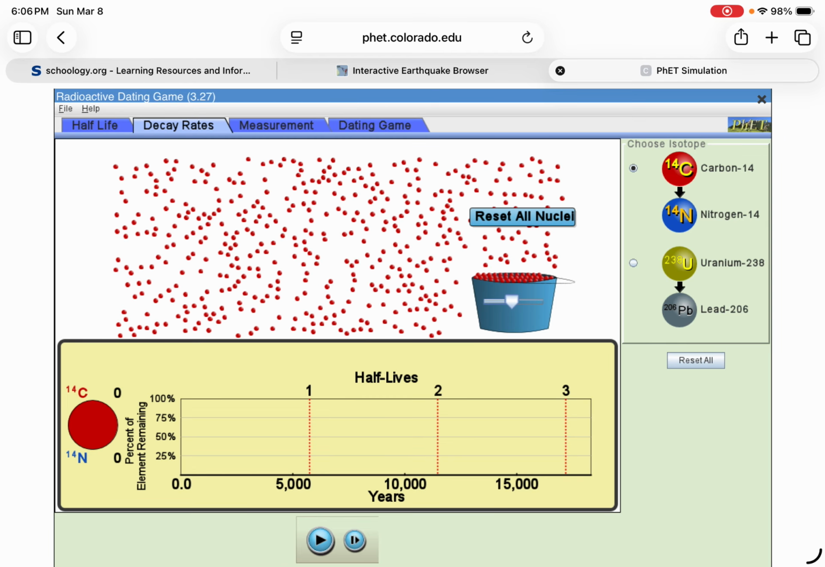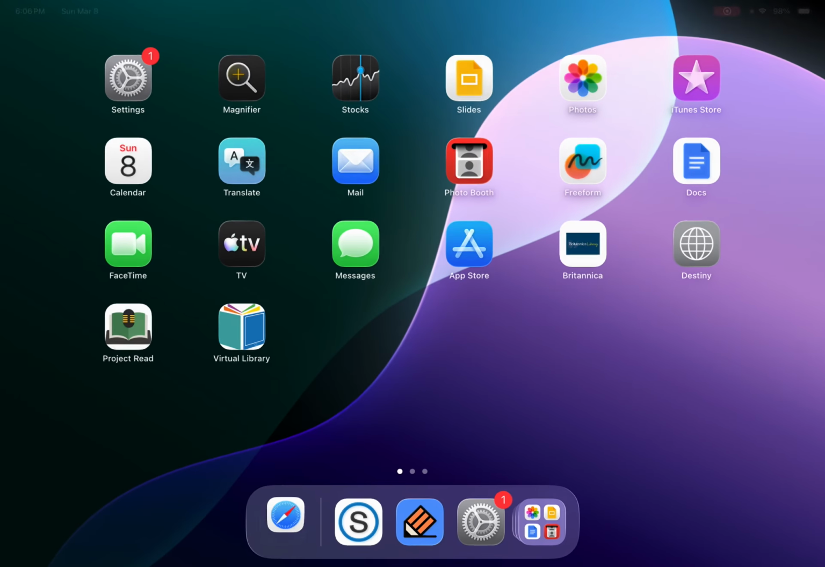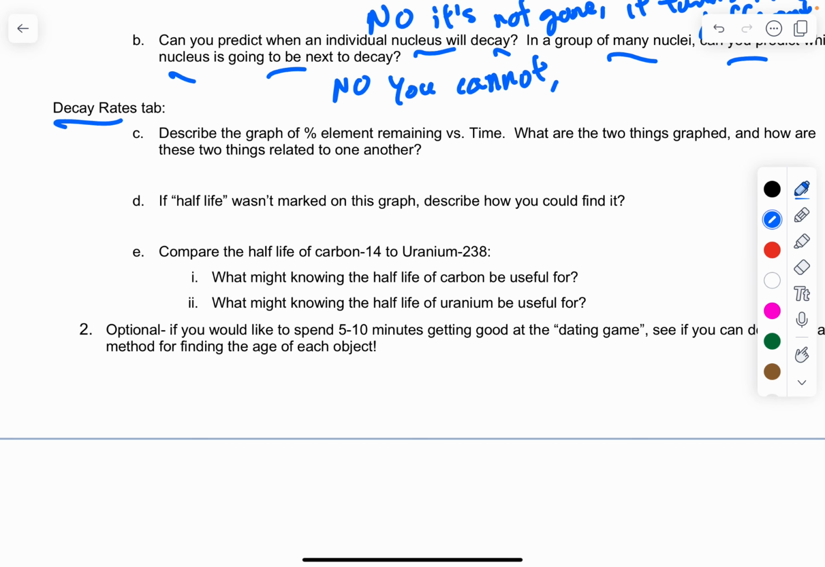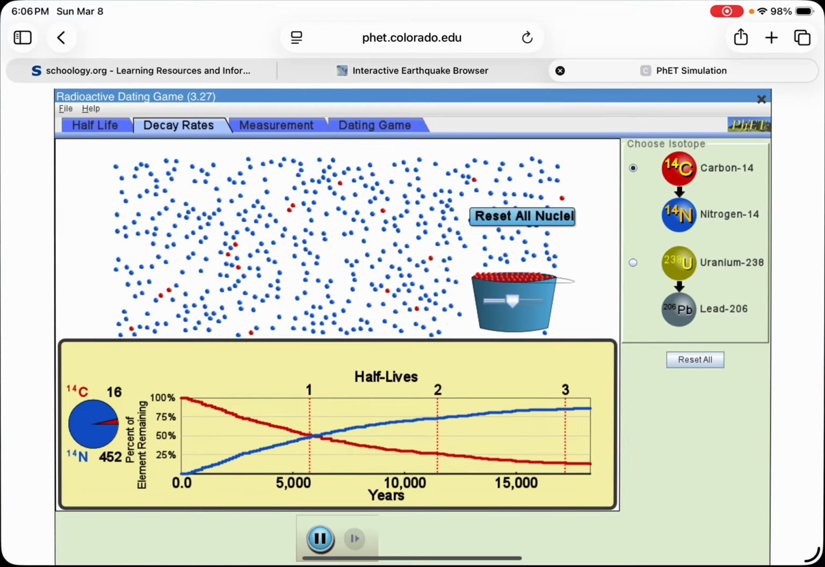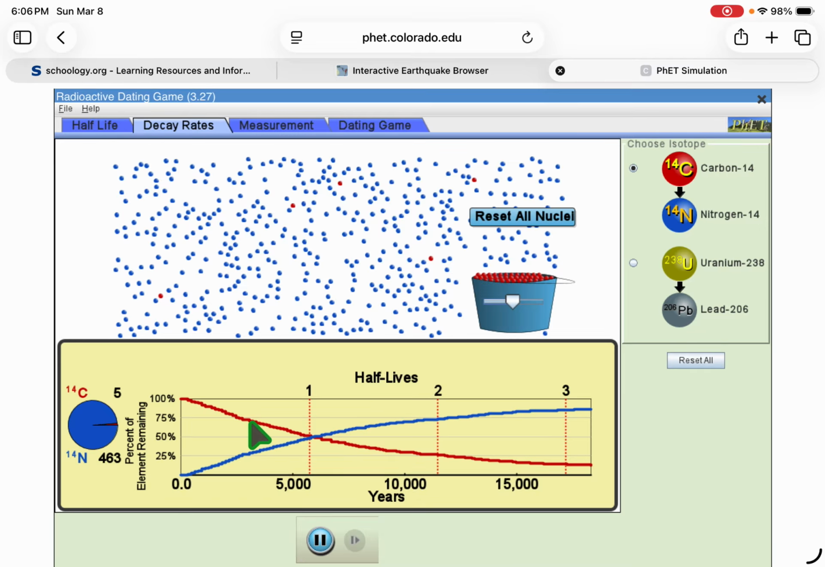Right, so if you didn't see that, the graph describes the percent of elements remaining over time. Right. So that's what it describes. Percent of elements remaining over time. Okay. So if we're looking at that y-axis, that's percent remaining, and then here's our time. Now that's pretty interesting. There's a point when they cross here.